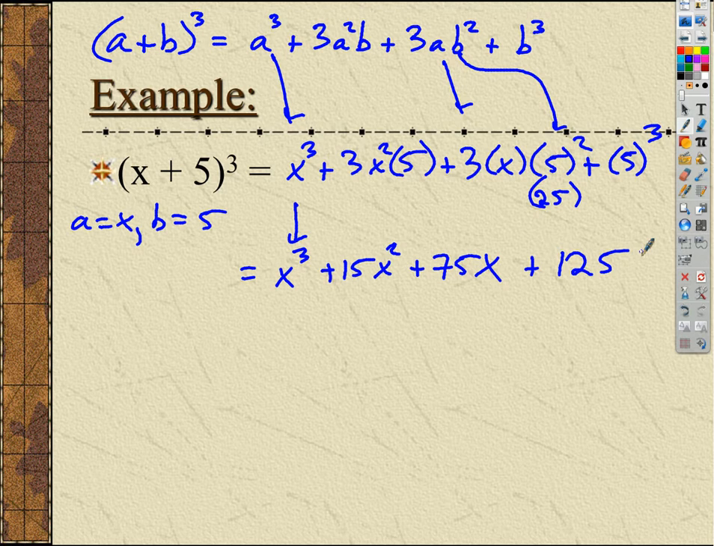Way to get second grade math. High five. Okay? Got it? Questions on that? Does that make sense?